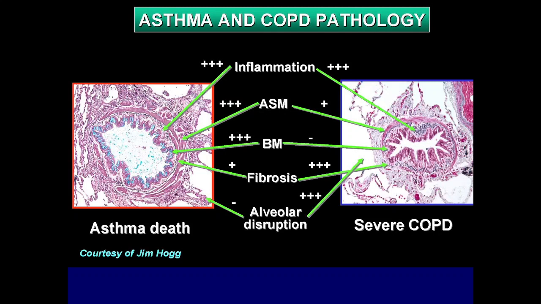On the left-hand side, a patient who died from asthma, we can see that there is inflammation, but the inflammatory cells are different. In asthma, usually they are eosinophils and mast cells, while in COPD, predominantly neutrophilic. Airway smooth muscle hypertrophy is more prominent in asthma than in COPD. Basement membrane thickening is more prominent in asthma than COPD, but peribronchial fibrosis is more prominent in COPD than asthma, which has little fibrosis. There is no alveolar disruption in asthma, while in COPD, usually there are emphysematous changes with alveolar disruption.